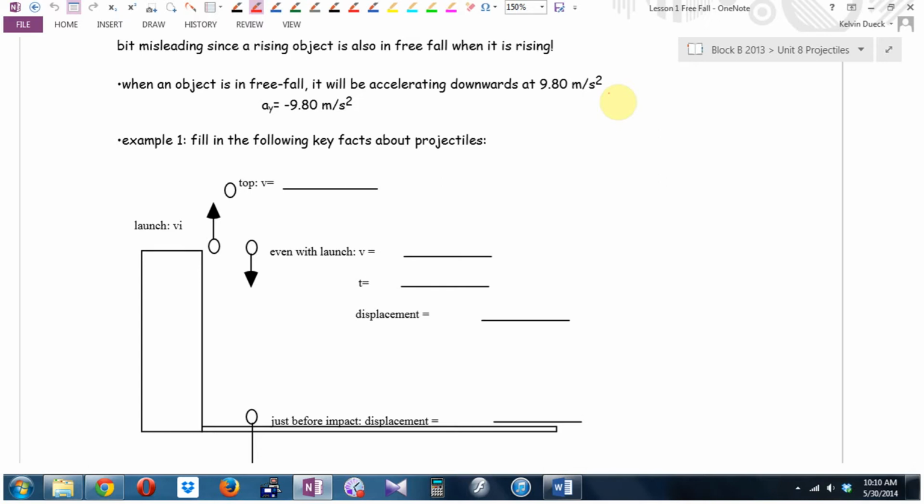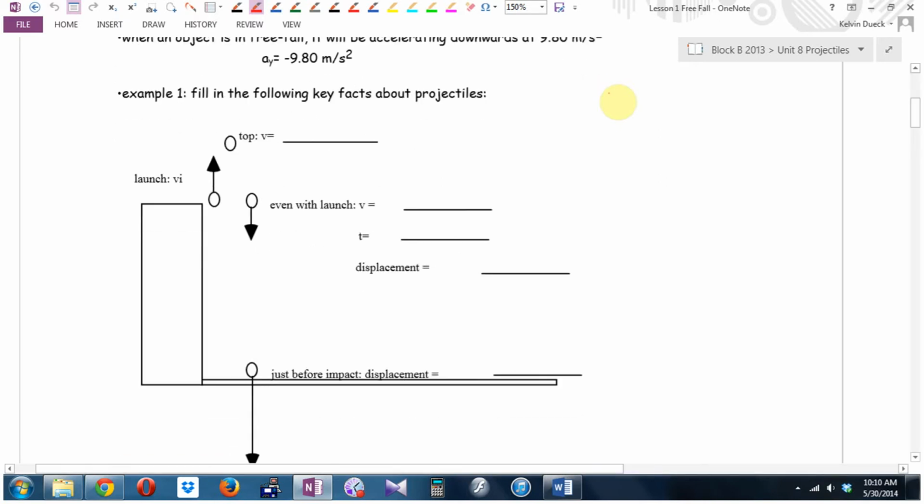Oh, great. Okay. Example 1 says, fill in the following key facts about projectiles. So what we're doing is we're standing on a cliff, we're leaning out over the cliff so that our arm is in midair, and we're throwing or launching an object straight up. So when it falls, it's not going to hit the cliff. It's going to go all the way down to the ground. Got the image? Okay. What can you tell me about the velocity at the very, very top?